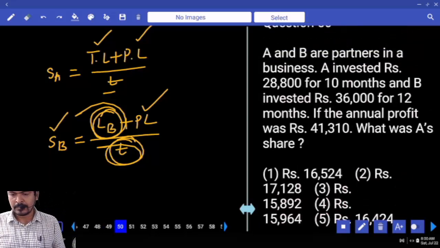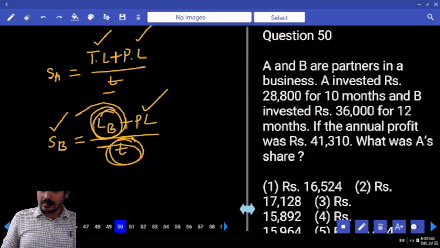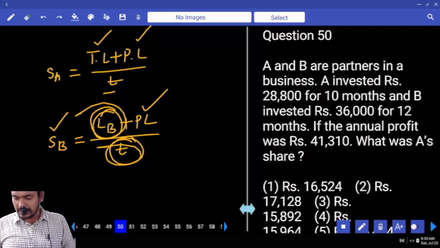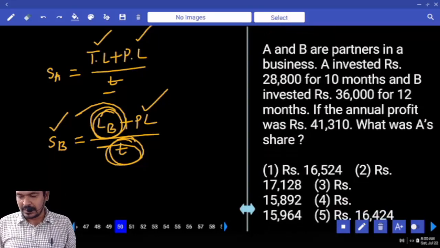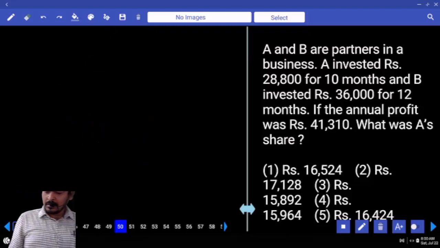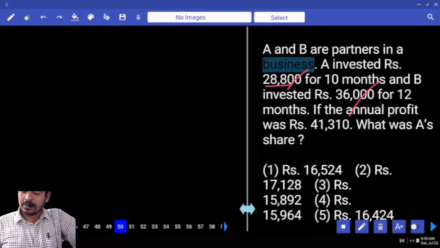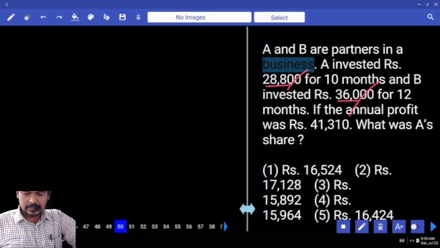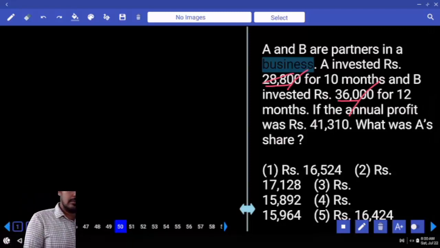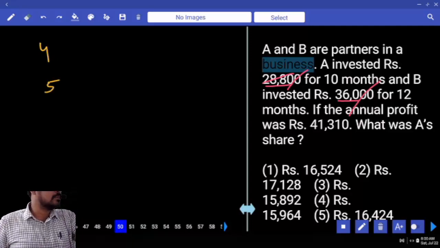Question 50. A and B are partners in a business. A invested 28,800 for 10 months and B invested 36,000 for 12 months. If the annual profit was 41,310, what was A's share? First, A's investment 28,800, B's investment 36,000. What is the difference between 288 and 360? 72. 72 how many times 288? 4 times. Next 360, 5 times. That is the investment ratio.